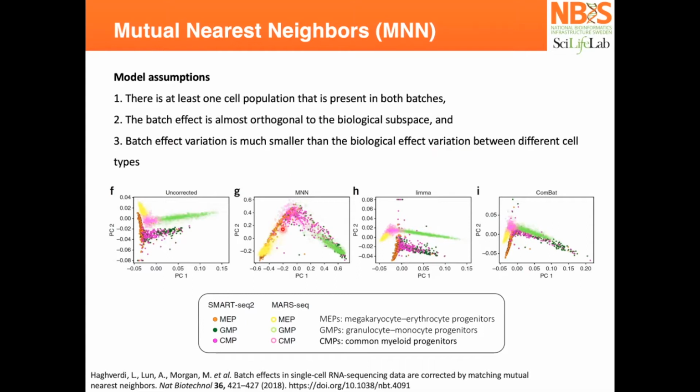So in many cases, for example here you see an uncorrected data set. Here you see the MNN, which is a corrected data set. But if you do, for example, limma or ComBat, which are the regression-based methods, you see that they don't correct for the batch at all. So this is one of the advantages of MNN, because it adjusts for these local variances here.